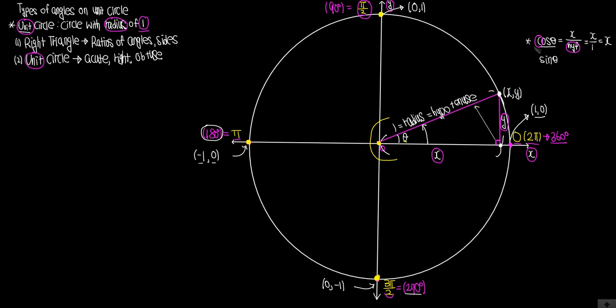Which means in terms of cosine theta on the unit circle, and this should always be on the unit circle because the radius, which is the hypotenuse of our right triangle, will simply be equal to 1, cosine theta will be the x. Another way to say it is the x coordinate in terms of the coordinate.